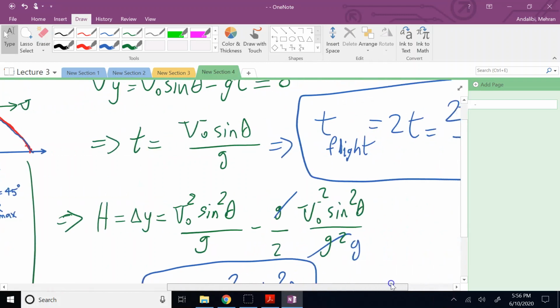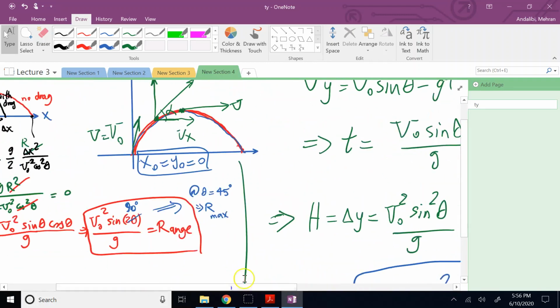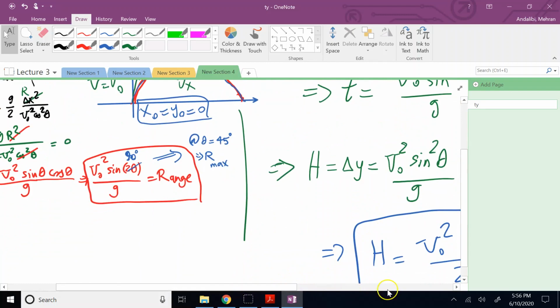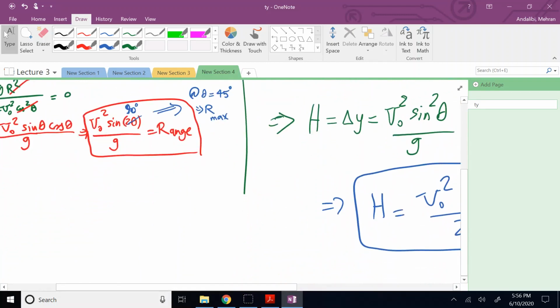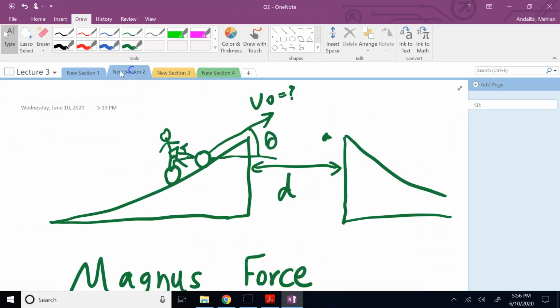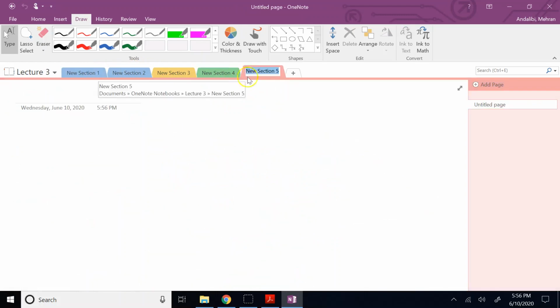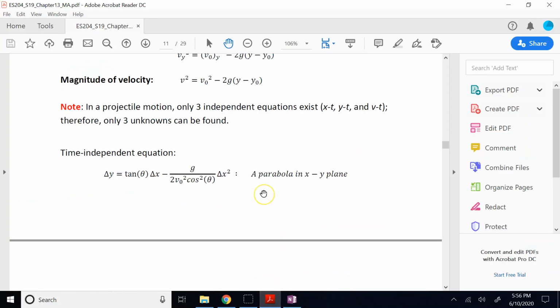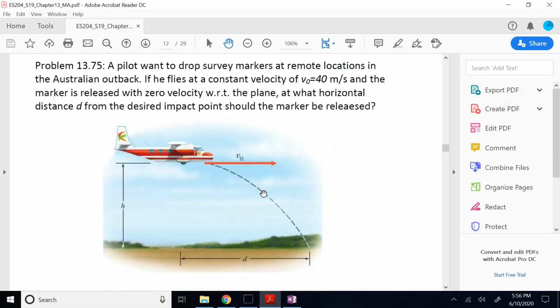Okay, so these 3 formulas, t flight, range, and max height that I gave you, they're all based on this important assumption that we started from the ground. If you start off the ground, then you're not going to get the exact same formulas. So whenever we use any formulas in this course, we need to make sure we know the underlying assumptions. If they are not valid, we cannot use those formulas. One example is this problem that we're going to solve right now.